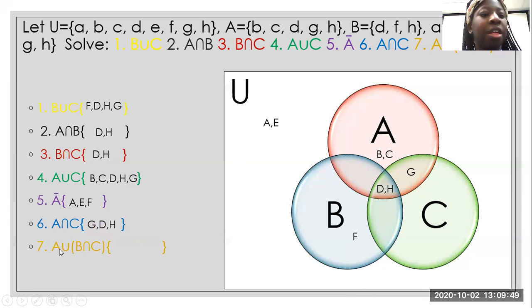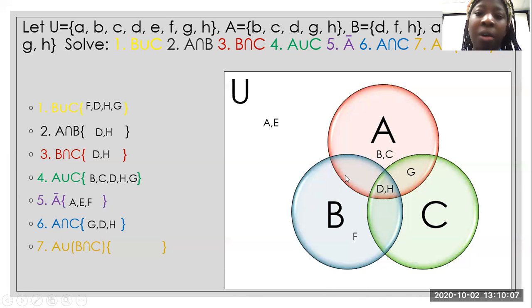Now our last problem is A or B and C. So what do B and C have in common? If we look at B and C, we will see they have nothing in common by themselves, but we see D and H. So D and H would be part of our answer.